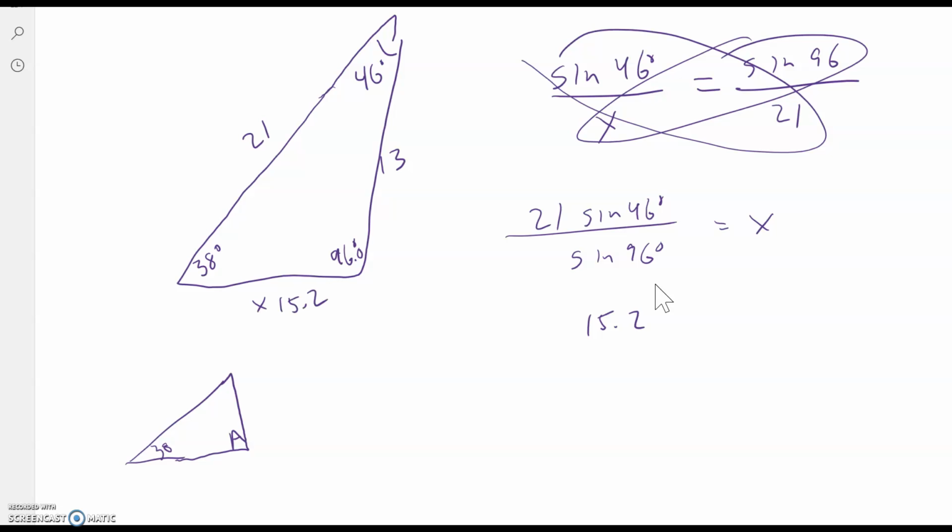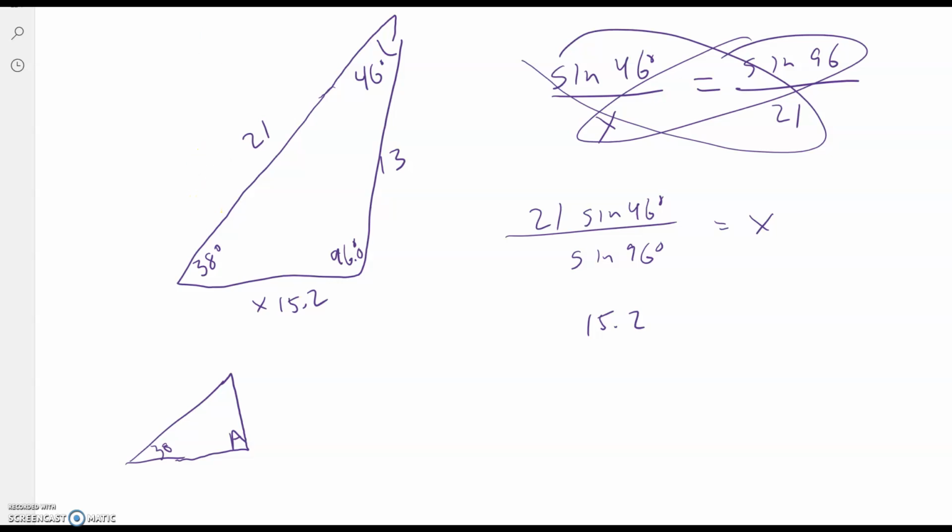If you want to check your work, say this is a quiz question and you want to be extra sure your answer is right, you can just check. Is sine of 46 divided by 15.2 really equal to sine 96 divided by 21? And you can also do things like, is sine 38 divided by 13 equal to sine 46 divided by 15.2, and so on. You can also throw in law of cosines and see if the numbers match up with the law of cosines as well.